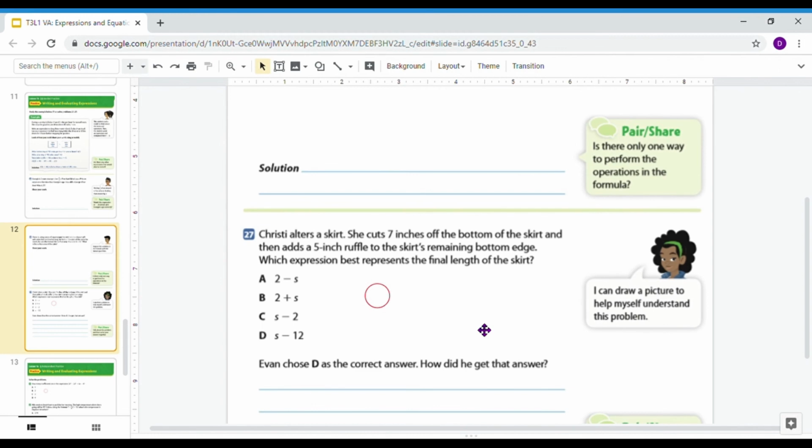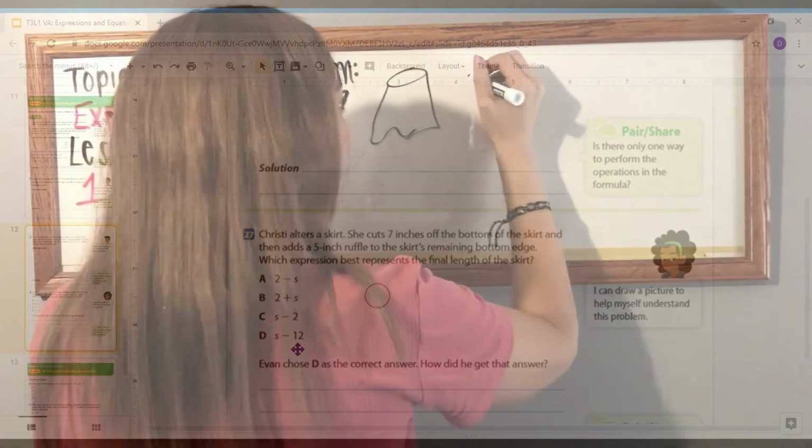This one's a little bit interesting because when I'm looking at my options, I see A is 2 minus S, 2 plus S, S minus 2, or S minus 12. So what I first noticed before I even dive into this problem is I don't see any of the numbers that I saw in the problem itself. When I look into the problem, I see numbers like 7 and 5, but I don't see those in my answers. So let's try to figure that out. What I need to do here is figure out what operations I'm using and go from there.